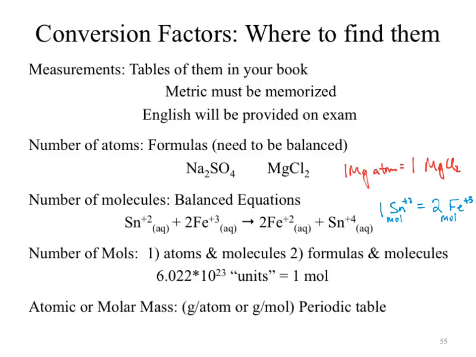Where was that information found? The periodic table. Okay? The periodic table has a lot of information in it. That's a big conversion factor. So it's a question of going back to it and finding it.